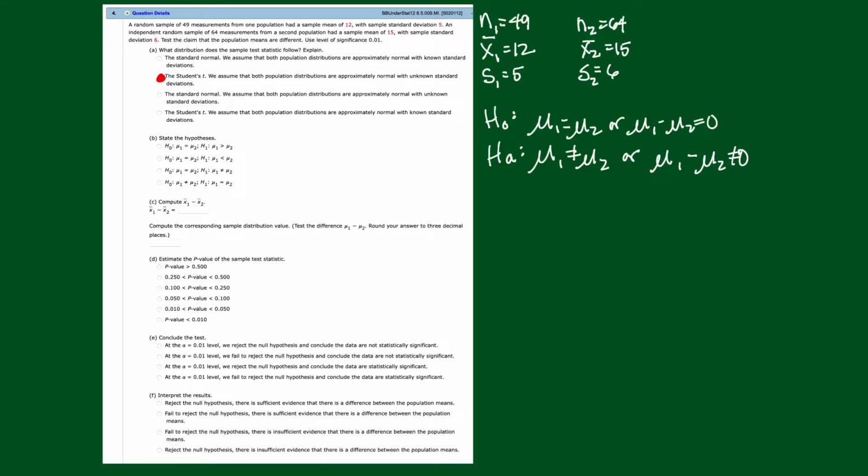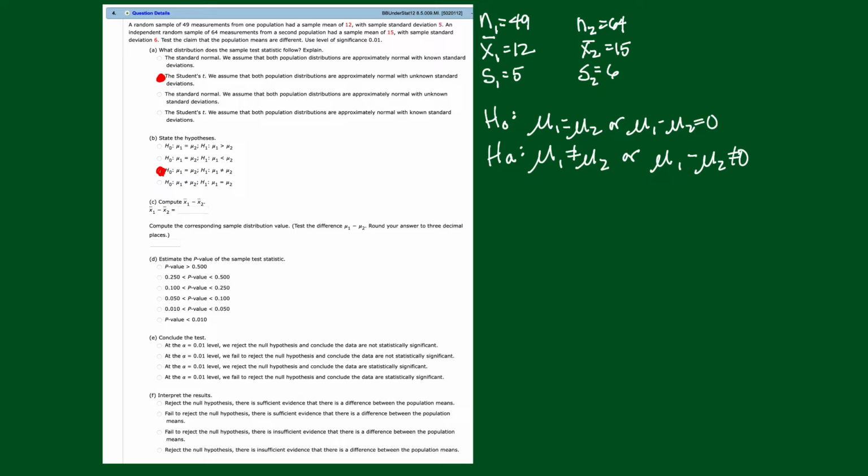Part B, state the hypotheses. All right, this says that the means are equal. All right, the alternate is that it's greater than. Now, they just have us testing that they're different. All right, they're different. Not one is greater than the other. The only one that's different is this one right here. All right, so let's go with that.